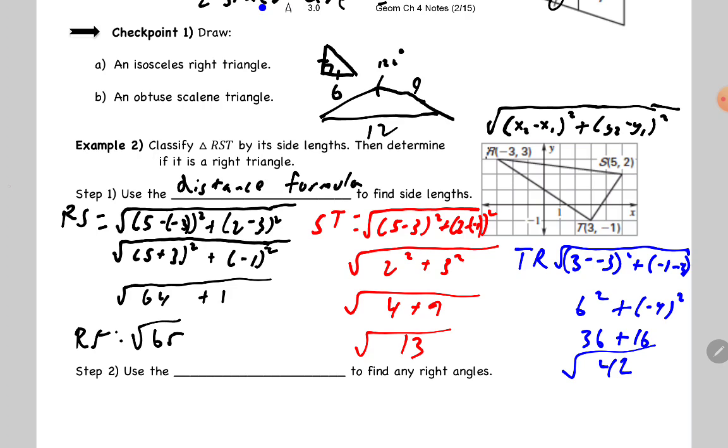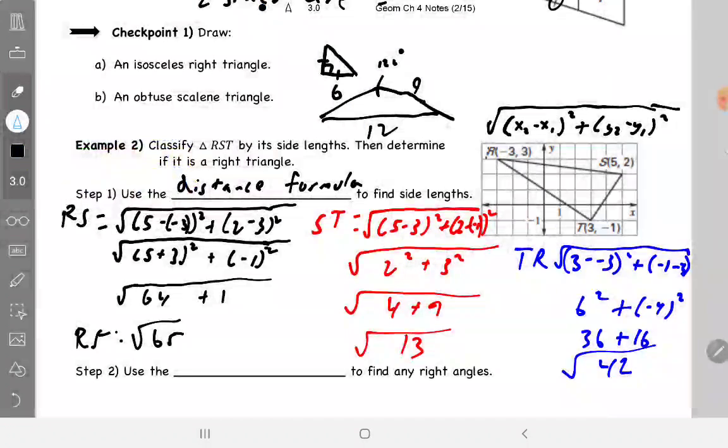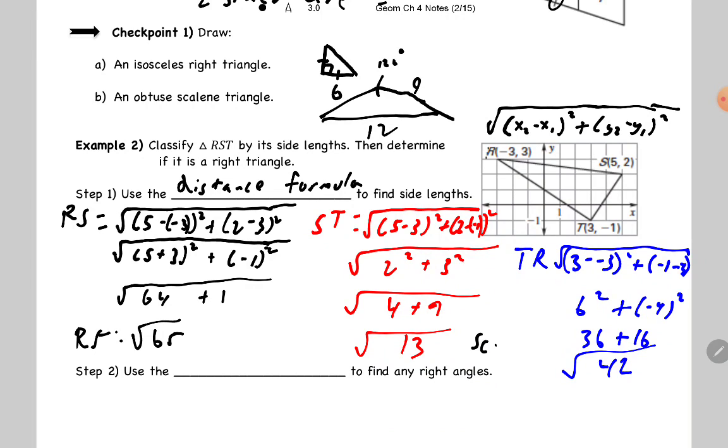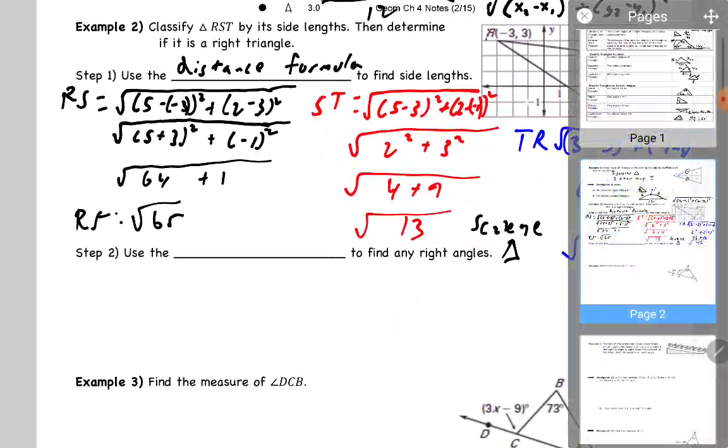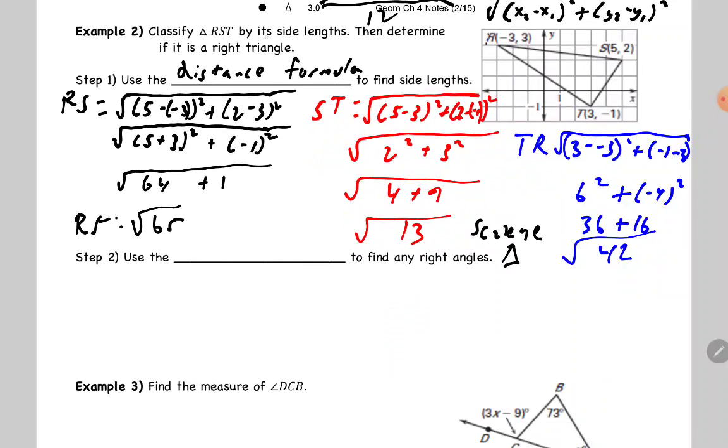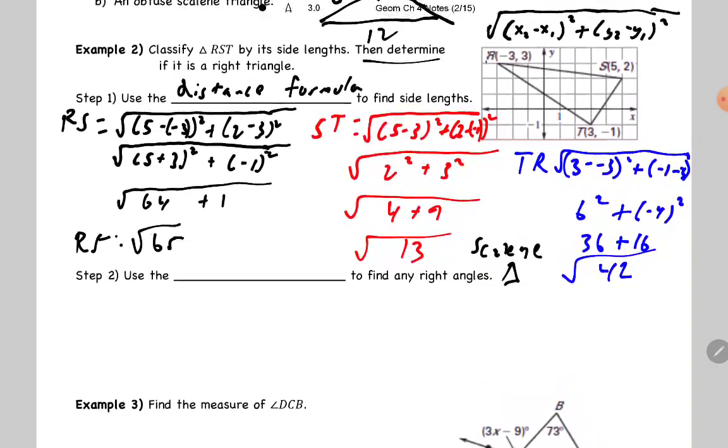So this is a scalene triangle. All the sides are different. And now there was a different part of the question. First we had to classify it by its side lengths. Now we have to determine if it's a right triangle. So how do we determine if it's a right triangle?